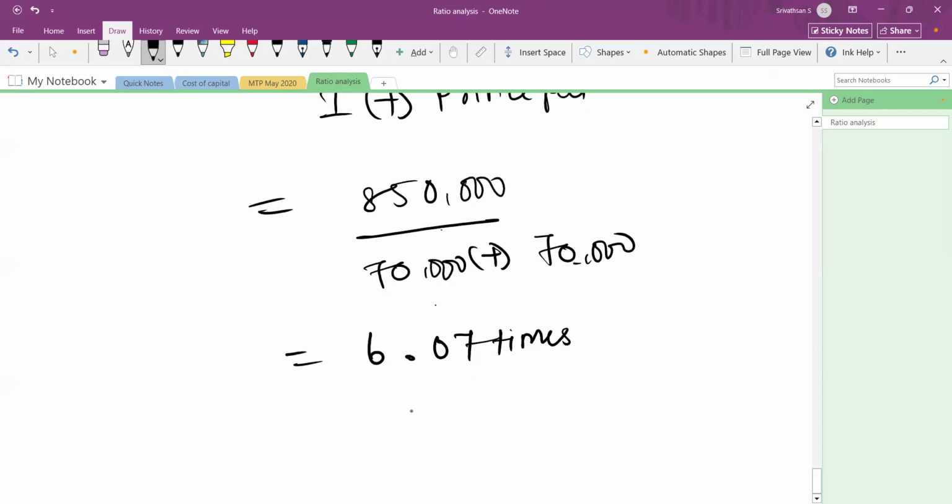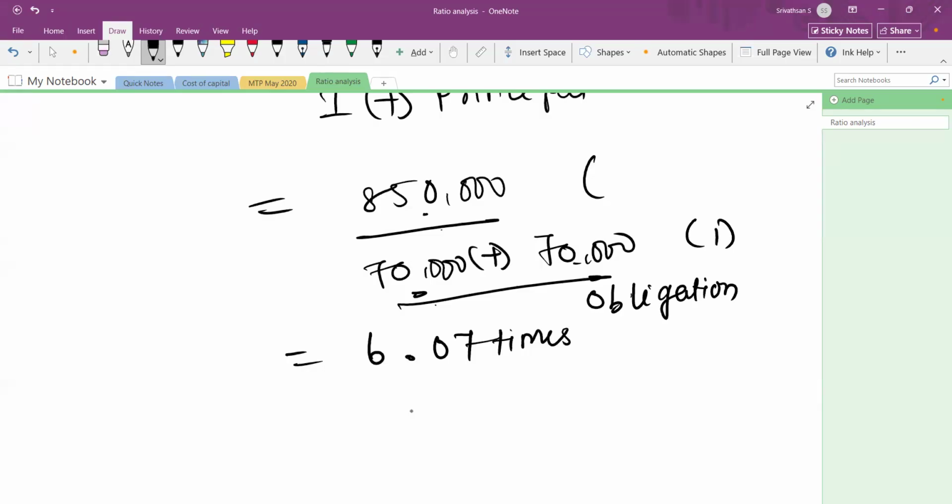Interpretation. Your EBIT is 6.07 times greater than your interest obligation and principal repayment obligation. It means, see, this denominator is totally your obligation, which is something you have to pay. For every 1 rupee of obligation, you are having 6.07 rupees of profit. So your profit is greater than your obligation. So you are in a safer position. Clear? Your performance is good.